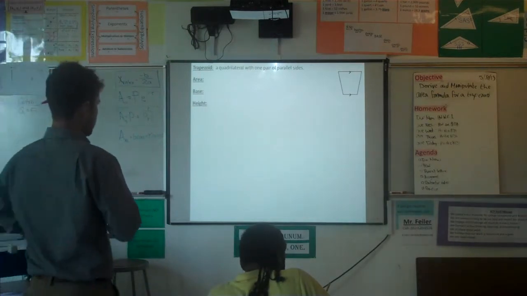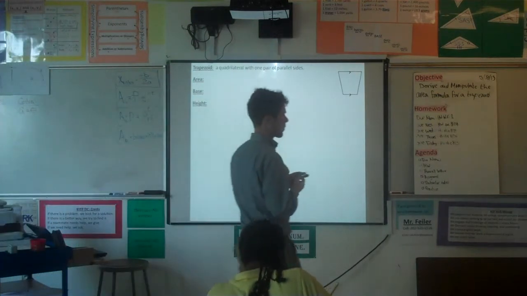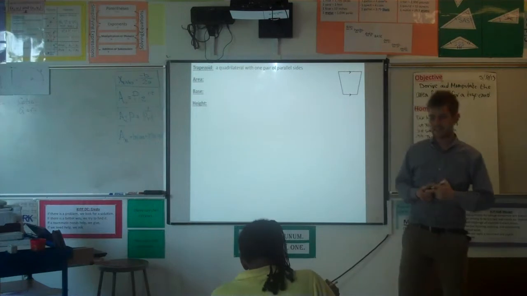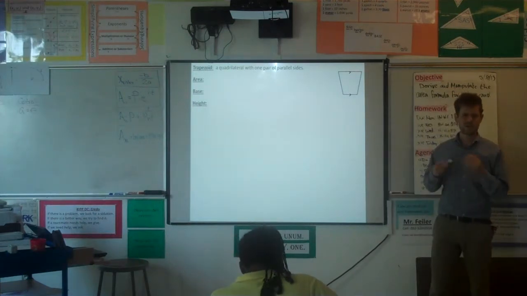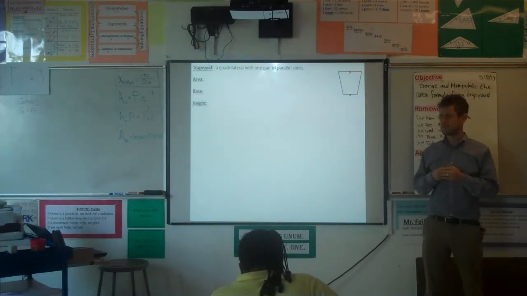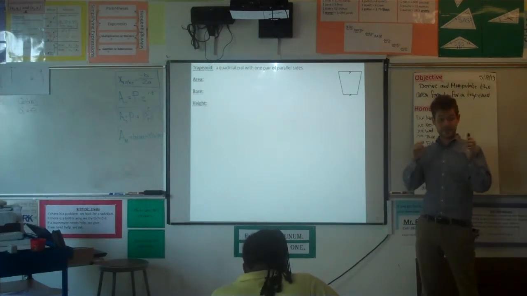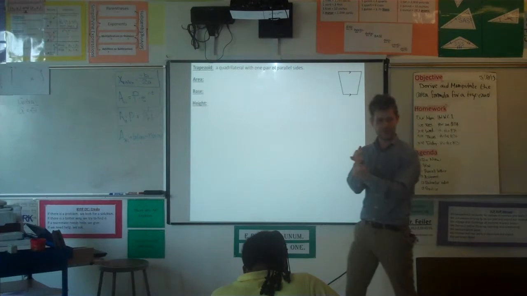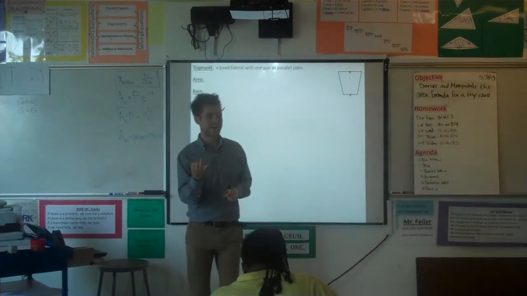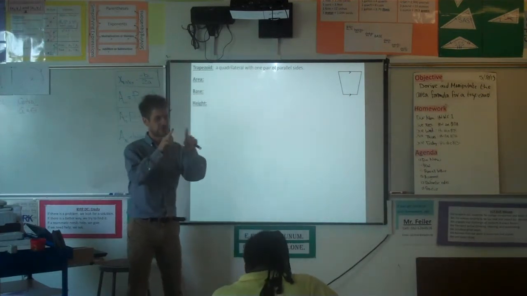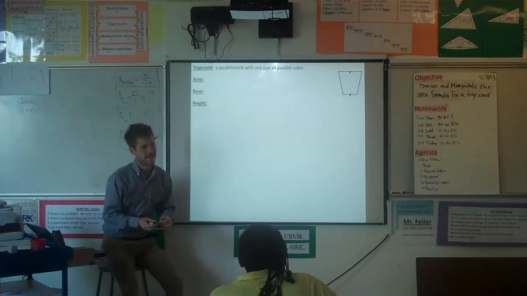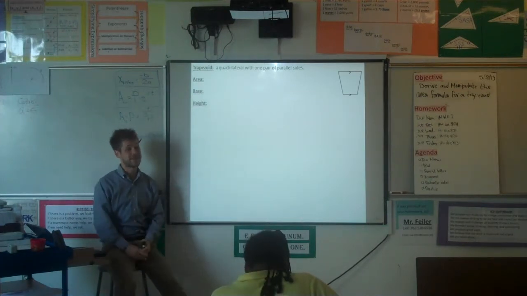Okay. And another thing that we've talked about for some of our polygons is calculating the area. What does area mean? Yeah, go ahead. Good. Great. Inside or around. Right. Is it inside or around? Inside. Inside, absolutely. Do you remember what the distance around it is? Perimeter. Exactly right. Very nice.